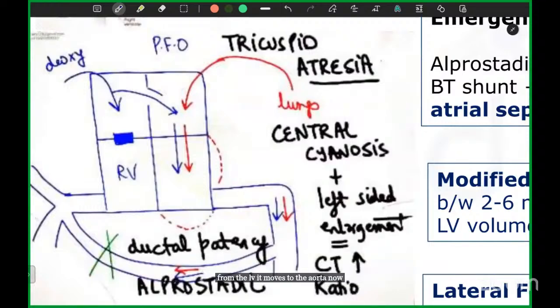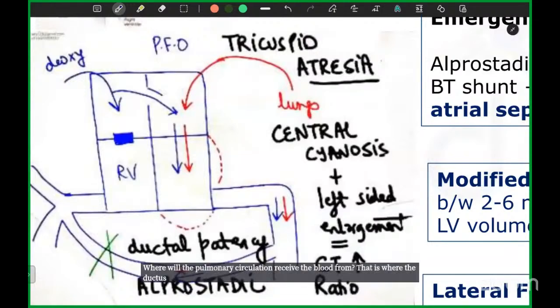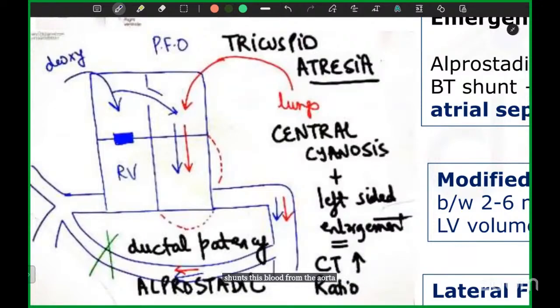Now, where will the pulmonary circulation receive the blood from? That is where the ductus would come into circulation. So in utero, the ductus being patent shunts this blood from the aorta to the lungs. But once the kid is born, the ductus closes. No blood virtually reaches the lungs, which is why it is another duct-dependent circulation.